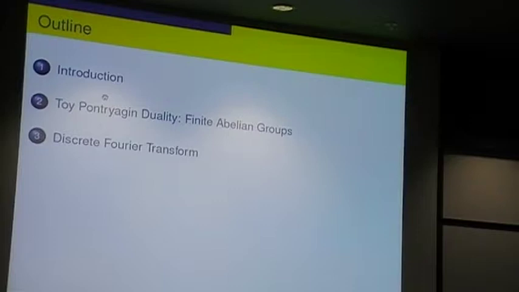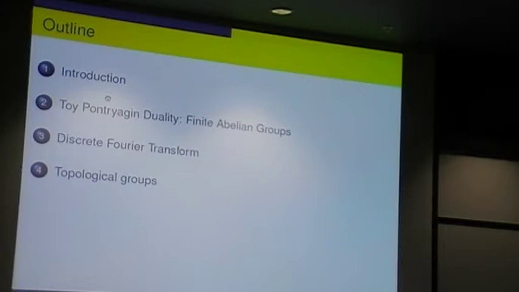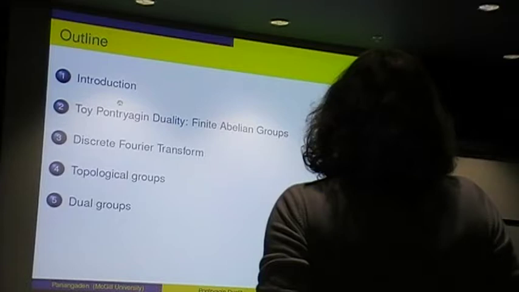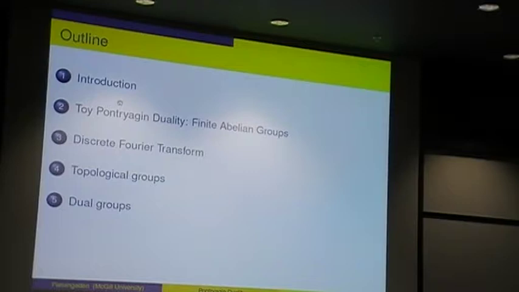I will say a bit about the setting in which the general theory is discussed, the theory of topological groups, and I'll introduce the notion of dual groups. And I think I'm going to try and do a calculation that shows duality between Z and the circle. So it will give you a feeling for how one goes between compact and discrete groups. And then I'll at least state Pontryagin duality in its full glory.